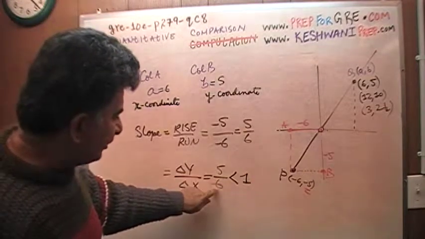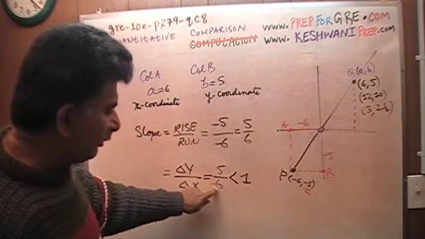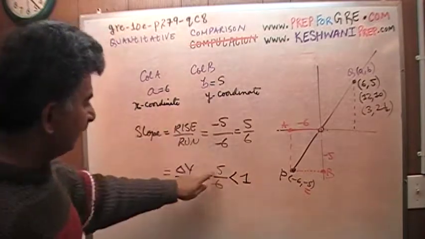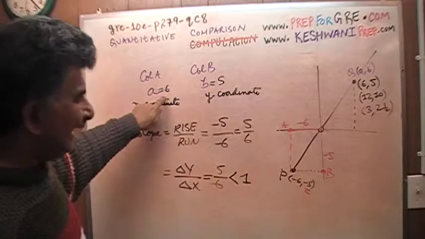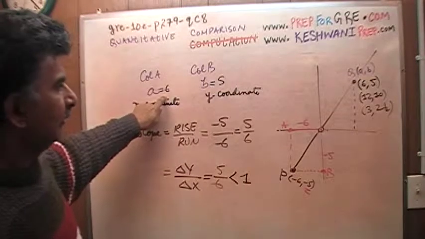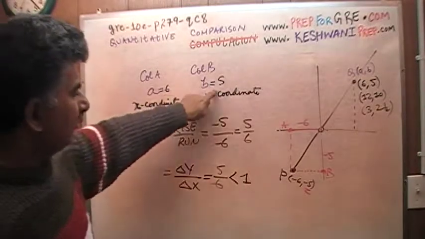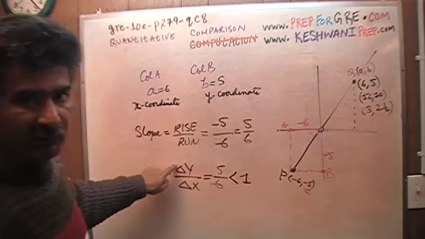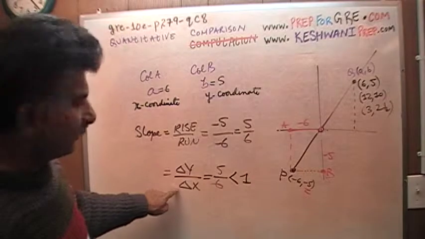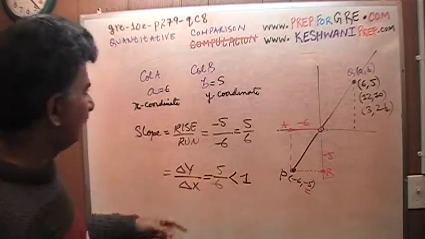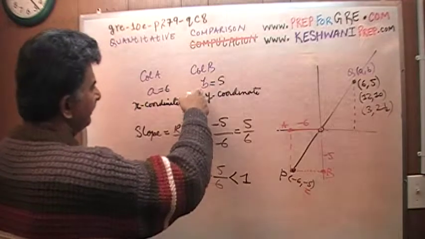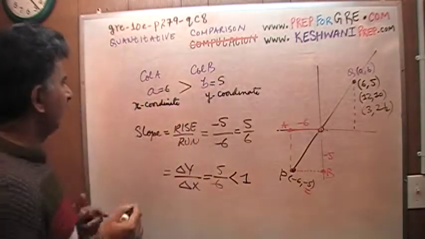For every 6 units change in the horizontal distance in x, the y will change by 5 units. Therefore, the ratio is 5 to 6, which means your a, which is the x coordinate, is always going to be more than the y coordinate. When we write the slope, on the top goes the y coordinate, on the bottom goes the x coordinate, the rise over the run. Since this is less than 1, the change in y, which is what b represents, is less than the change in x. The answer is A.